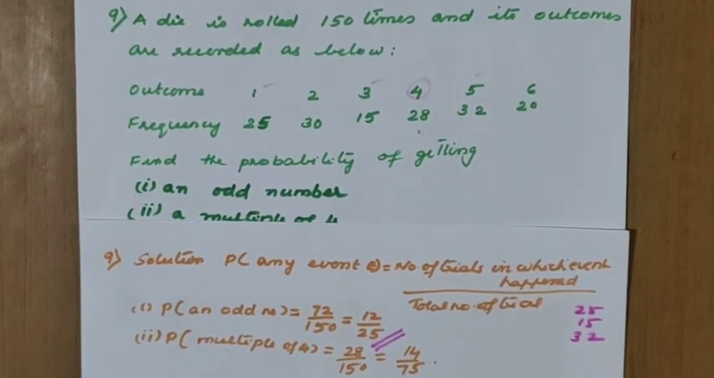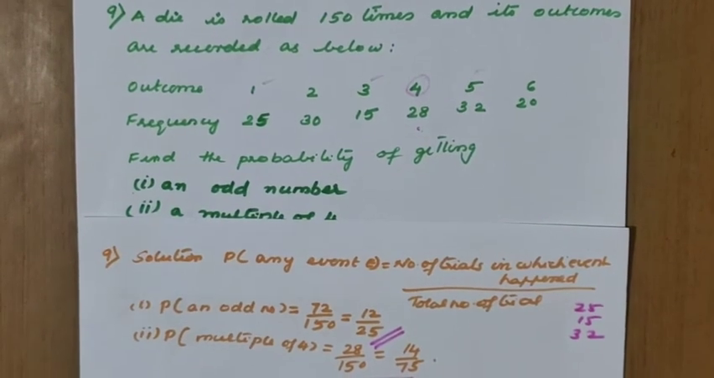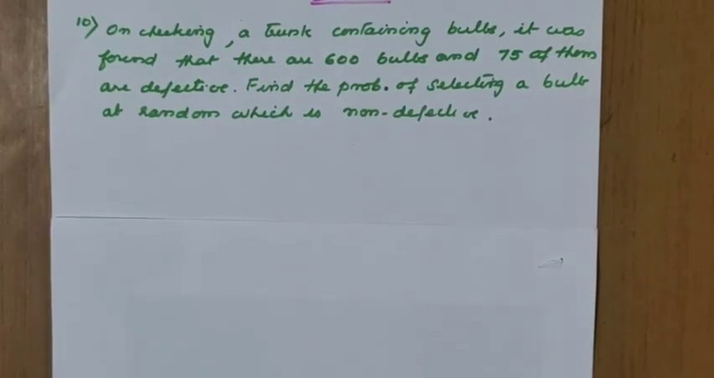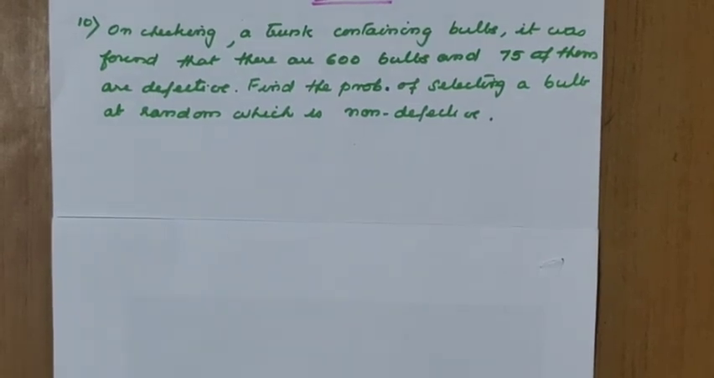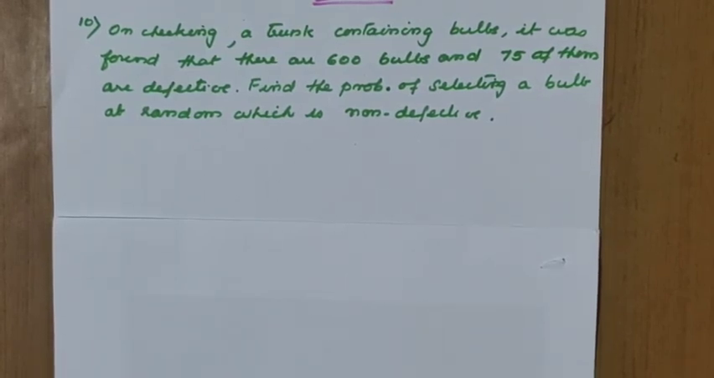Next question now. Question number 10. On checking a trunk containing bulbs, it was found that there are 600 bulbs and 75 of them are defective, not usable. Find the probability of selecting a bulb at random which is non-defective. So the question is given that out of 600 bulbs, how many are defective? 75 are defective. But the probability is asked for non-defective.